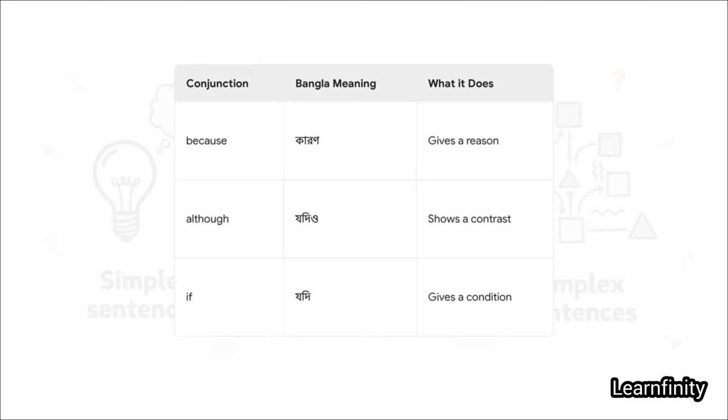Now, to connect these main and dependent clauses, we use a totally different set of connectors. These are called subordinating conjunctions. And these words are all about creating relationships between ideas. Because, or garon, explains why something happened. Although, or jodio, shows a contrast. If, jodi, gives a condition, and when, or jokon, tells us about time.